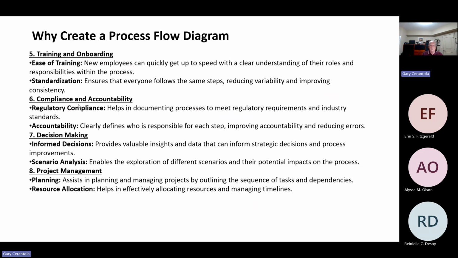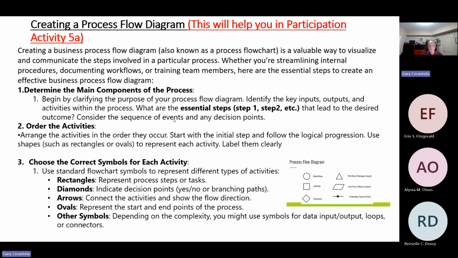And then make sure that you can comply to regulatory requirements, and you have more accountability, and make decisions because it's all in front of you. And a lot of times now, these processes are digitized, so you can actually see them real time and what's going on, and take measurement in various places to be able to improve things. And then project management, planning and resource allocation can be made based on a flow diagram.